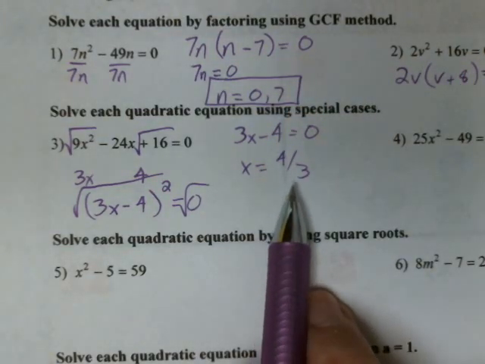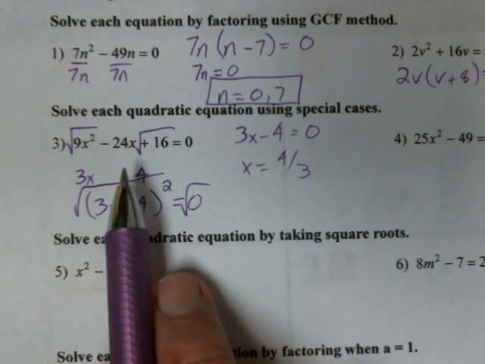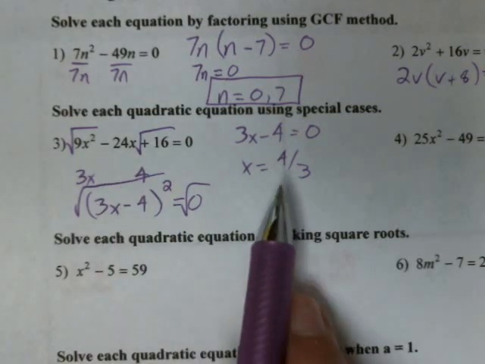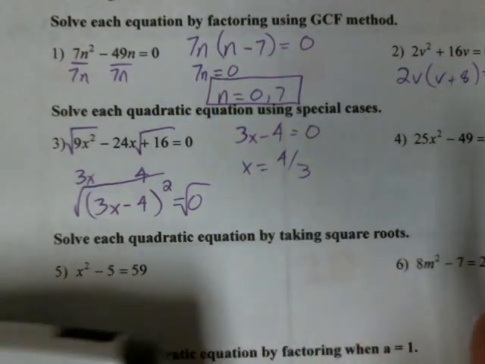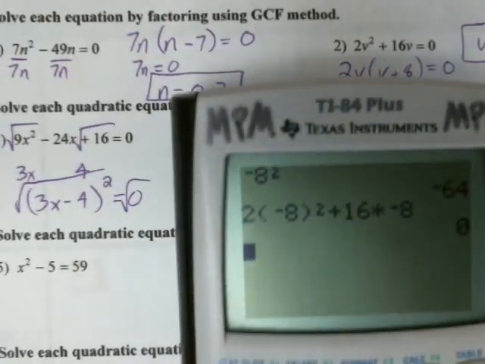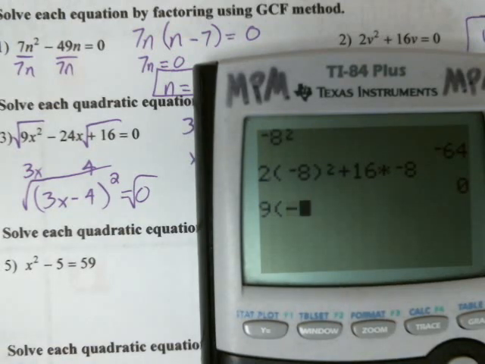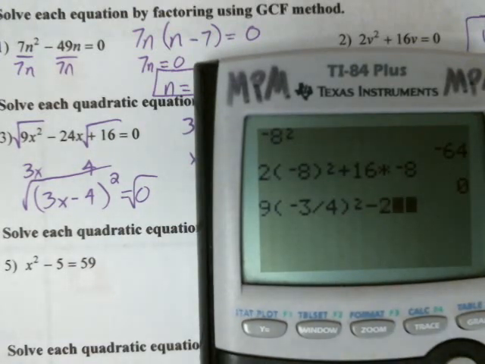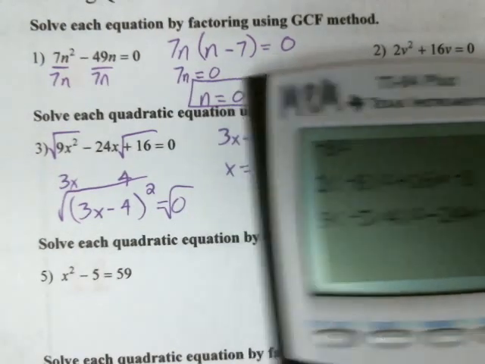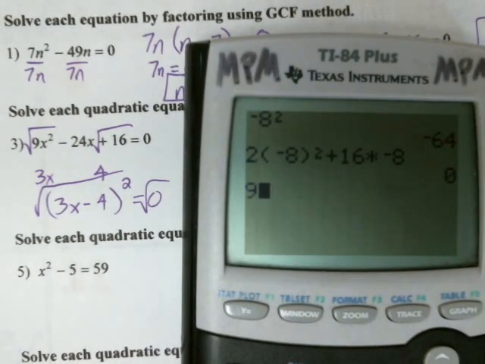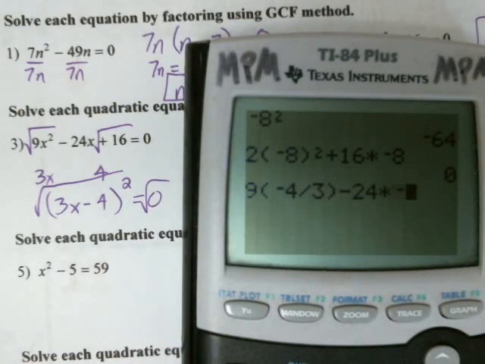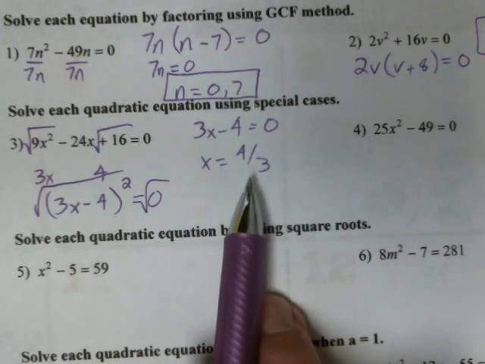And we're done. So this is that 5% of the time where, once in a blue moon, we only have one answer. There's only one answer on planet Earth that goes into that equation that works. It is not plus or minus 4/3. If I check that, if I type in negative 4/3, you'll see that doesn't work. 9 times negative 4/3, minus 24 times negative 4/3, plus 16. Does that equal 0? No, it doesn't. So that's why only the positive works. That's that one time where we only get one solution.